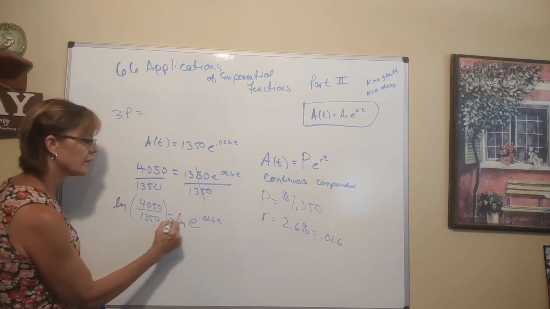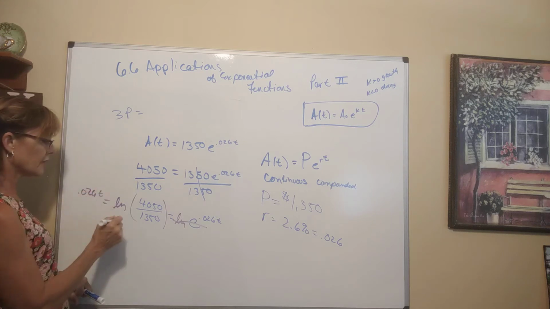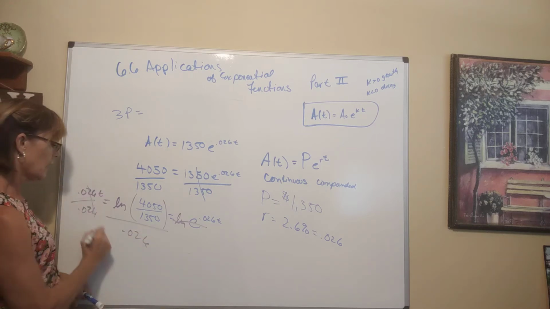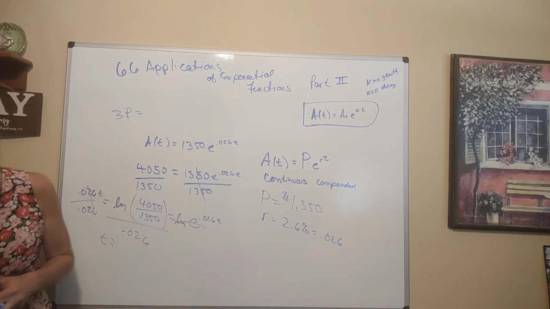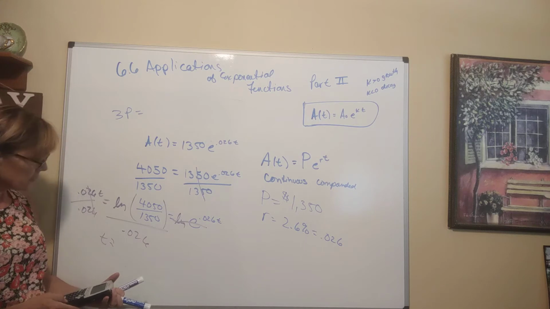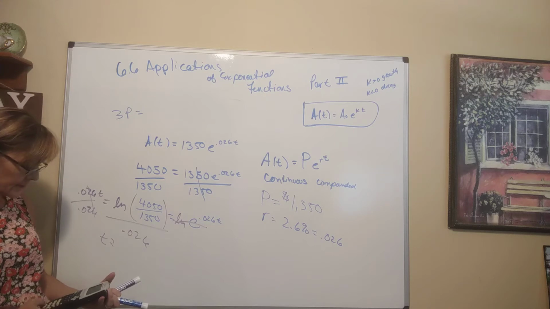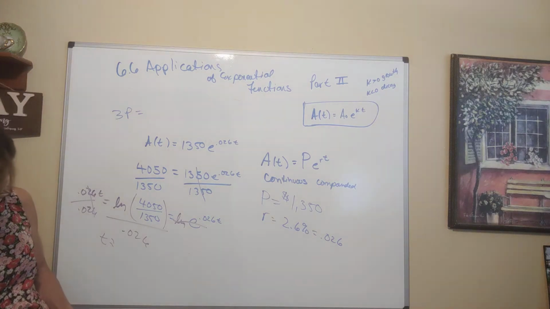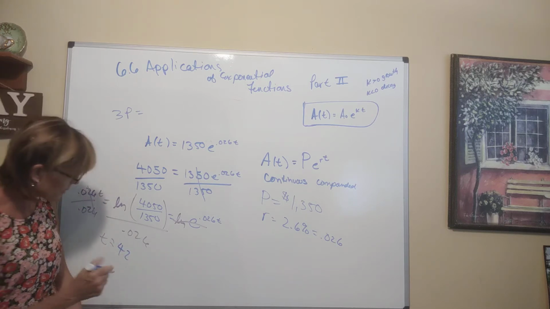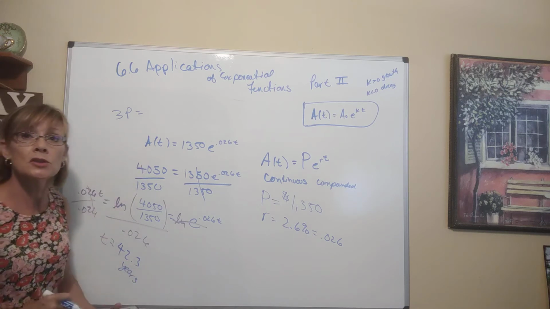Log base e of e to the whatever, these undo each other. So this is just equal to 0.026t. If I'm solving for t, I'm just going to divide by 0.026. And we get that t is about equal to the natural log of 4050 divided by 1350, divided by 0.026, and that gives us 42.25 or 42.3 years. It will take that long for this investment to triple.